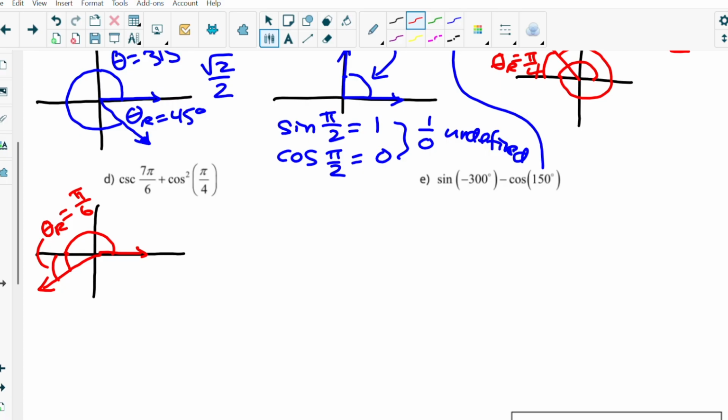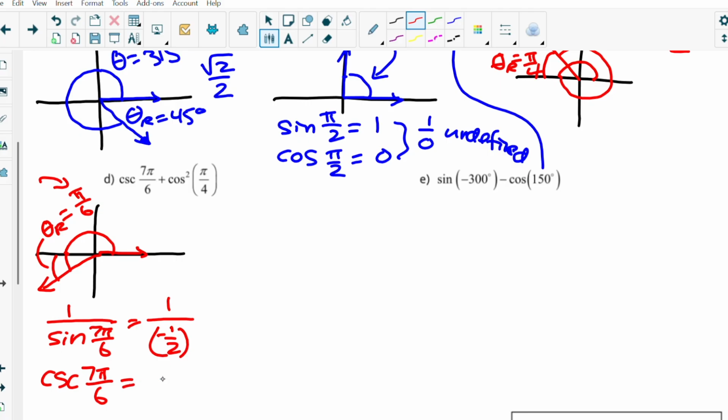If I look at this, the cosecant is 1 over the sine of 7 pi over 6. It's a reciprocal identity. So that's 1 over, well, for a reference angle of pi over 6 in quadrant 3, what is that y value? That's negative 1/2. So the cosecant of 7 pi over 6 equals negative 2. Okay, let's hold that one. We're going to do part 2 here.